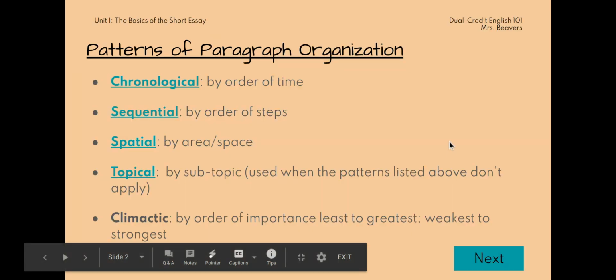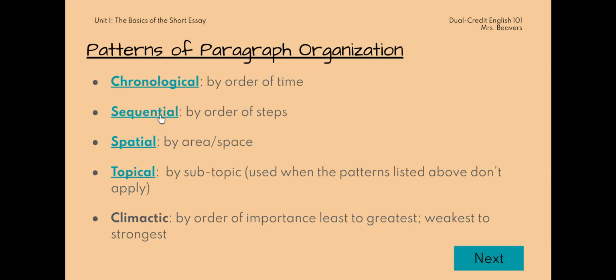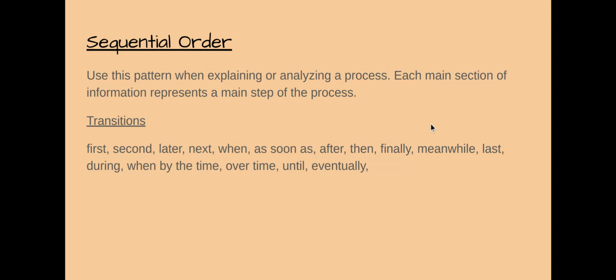The next pattern of organization is sequential, by order of steps. It's similar to order of time, except it's broken down into a series of steps that someone would need to take or follow to understand your topic. So we'd use this pattern when explaining or analyzing a process. Each main section of information represents a main step of the process. Again, pause the video and read over the transitions.